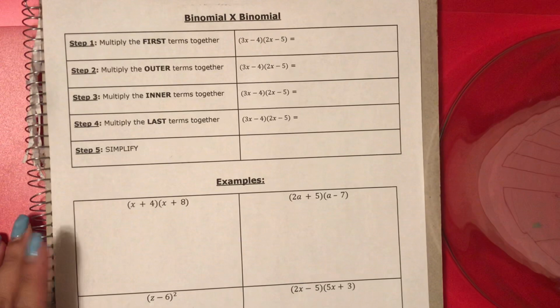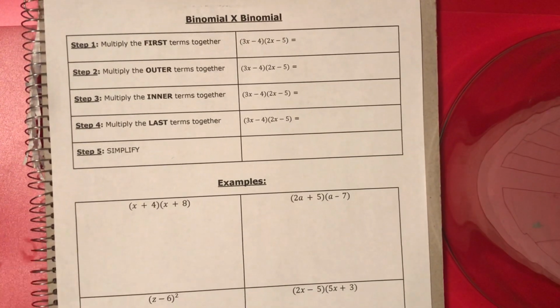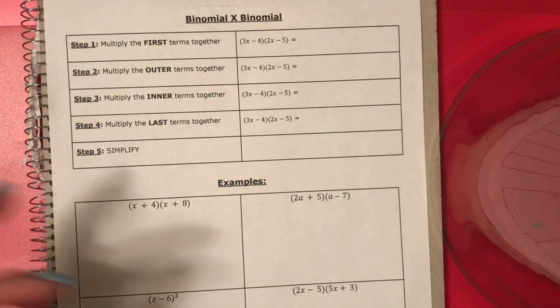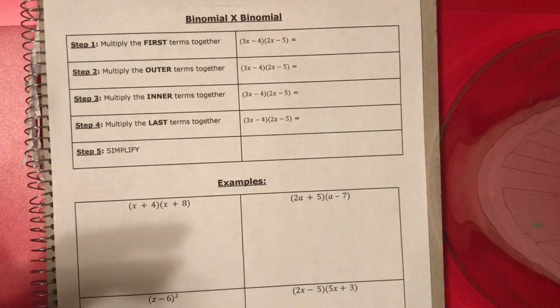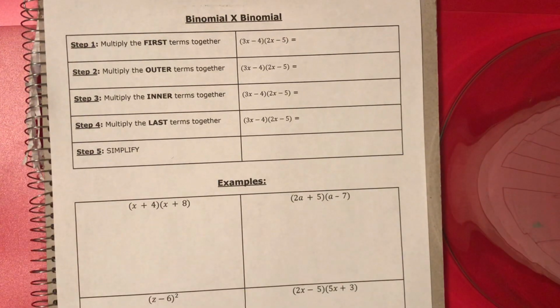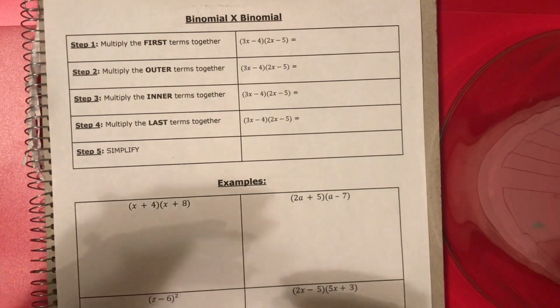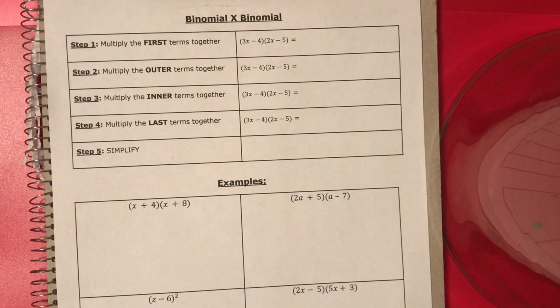We are continuing on with our distribution stuff that we've been doing. Before, we would do a monomial times a binomial or a monomial times a trinomial. Today we're going to take it a little bit further and start having binomials times binomials. And I'm going to show you how we're going to break it down.